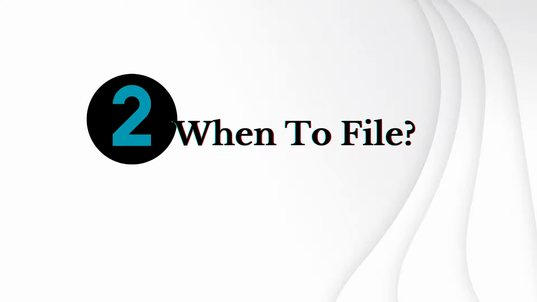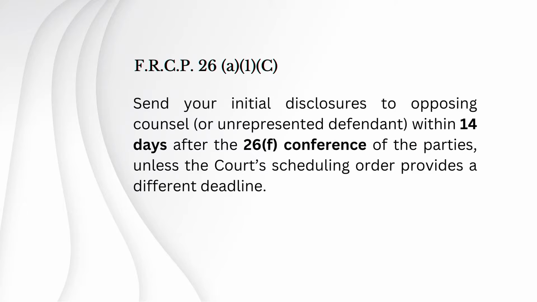When to file your disclosures. Federal Rule of Civil Procedure 26(a)(1)(C) specifies that the parties send their initial disclosures to the opposing counsel or unrepresented defendant, and it's not likely that a pro se would have an unrepresented defendant, within 14 days after the 26(f) conference of the parties, unless the court's scheduling order provides a different deadline.